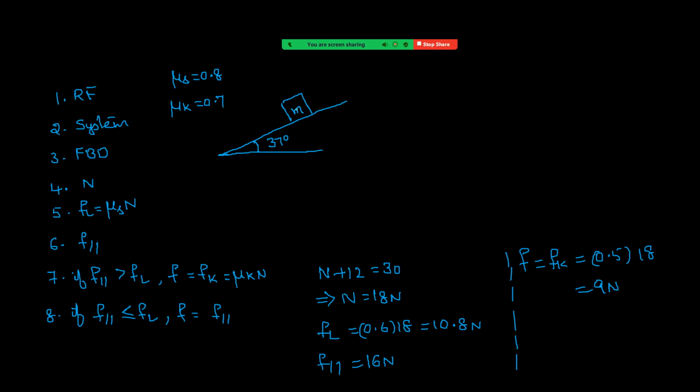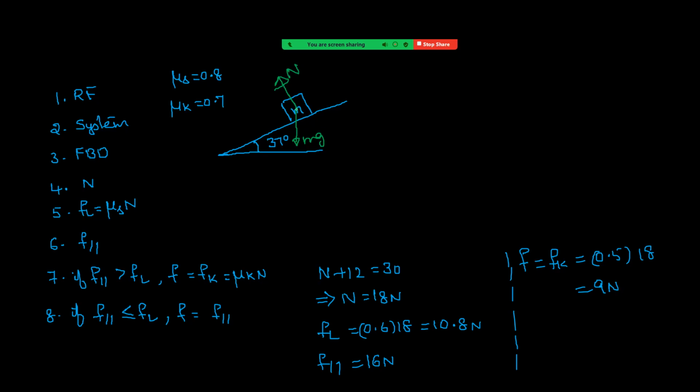So now focus: how many forces are acting on this block? Okay, so the forces acting are mg downwards, and the normal reaction, normal to the contact surface. Next, let us focus on the components of mg.